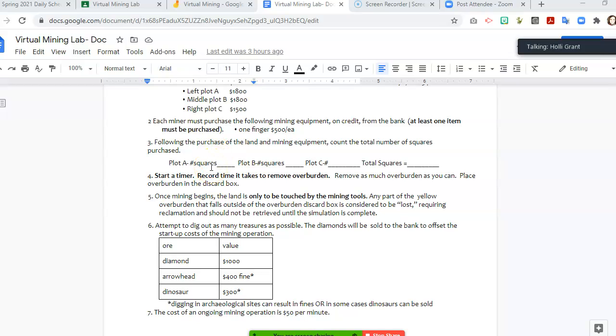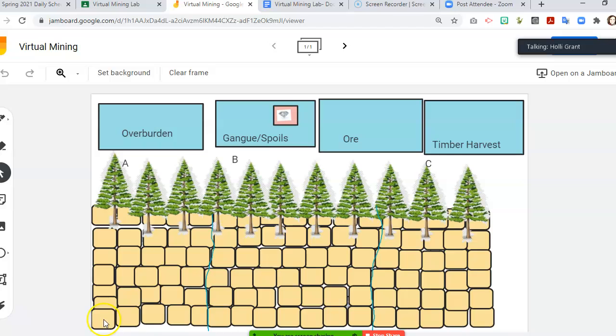Okay, so I'm going to start a timer, and what you're going to do, if you bought plot A, is you simply go through and click, and I'm going to drag it to the overburden. Okay? So click, add it to overburden. Click, add it to overburden.